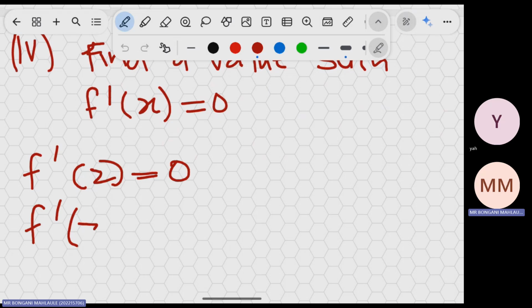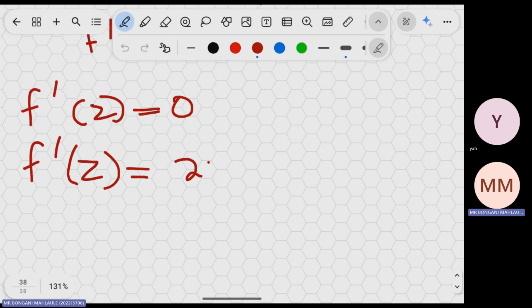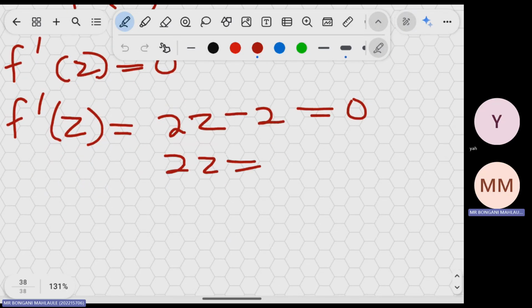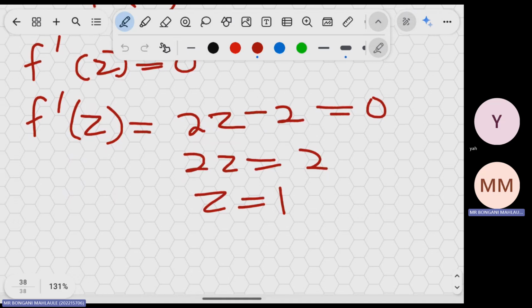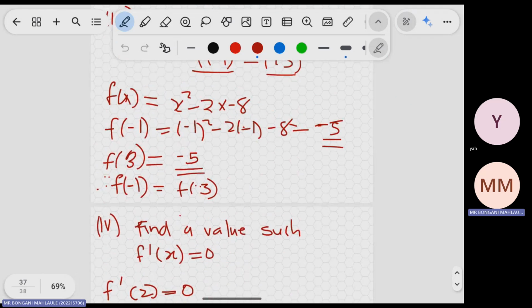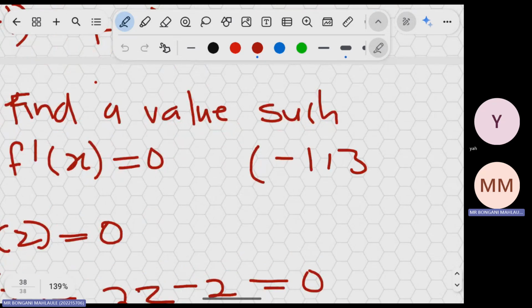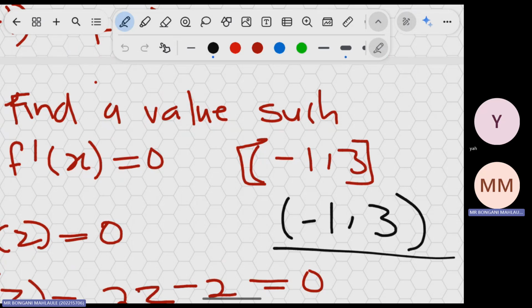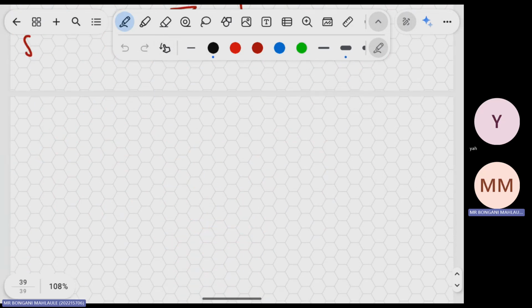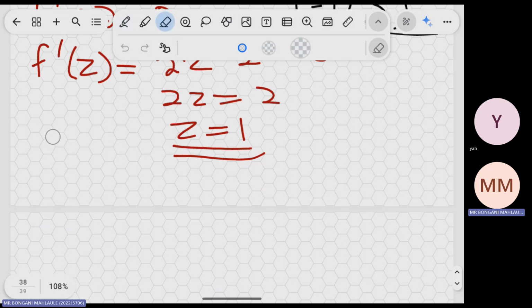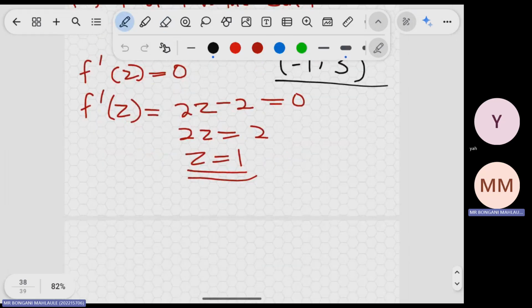So we already know that the derivative of f of x was equal to 2x minus 2, but I'm going to say 2z minus 2 equals 0. Then if you solve for z, you'll find that z is equal to 1. So this value, you check if it is in between the interval that we were given up there, -1 and 3. You were given this, right? So you must check if in the open interval -1 and 3, there exists a value such that the derivative is equal to 0.